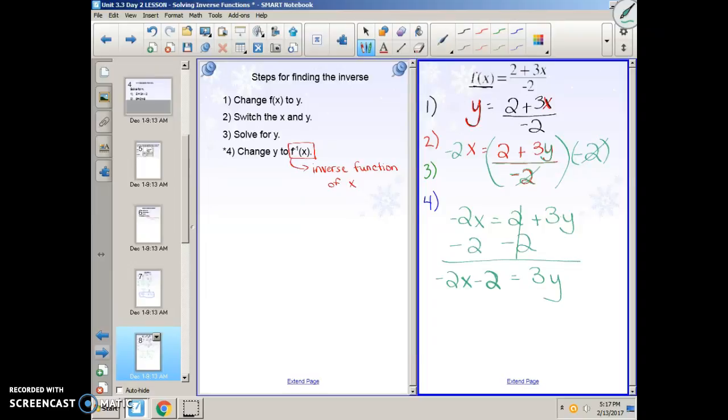Hopefully you already see the last step in your head or you've done it. This is being multiplied. The opposite of multiplying is dividing. So divide both sides by 3. Those are going to go away. So y equals negative 2x minus 2 all over 3. Again, those would be inverse functions of each other.